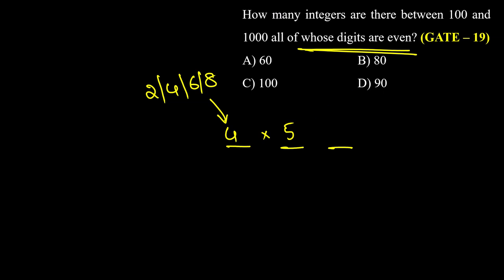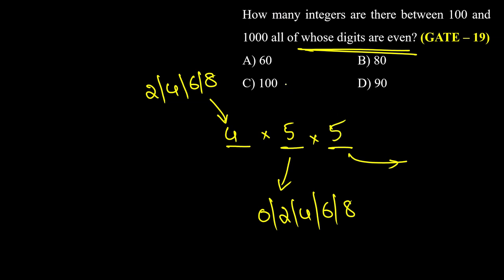Even digit number means we will see the units place only. But in this question, all digits are even. Every digit should be even. So this should be even, here also even, 0 allowed now. 0, 2, 4, 6, 8. What about this one? 5. Superb. So the answer is 100.